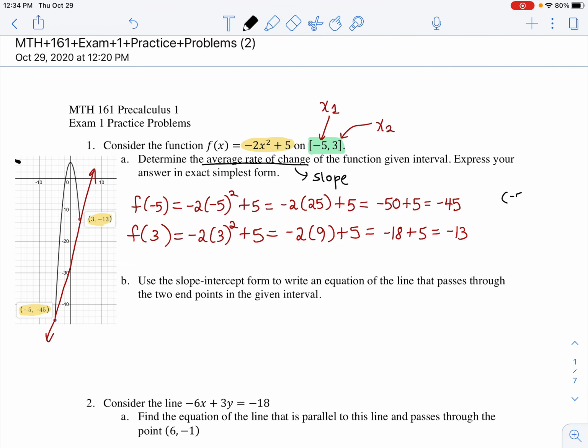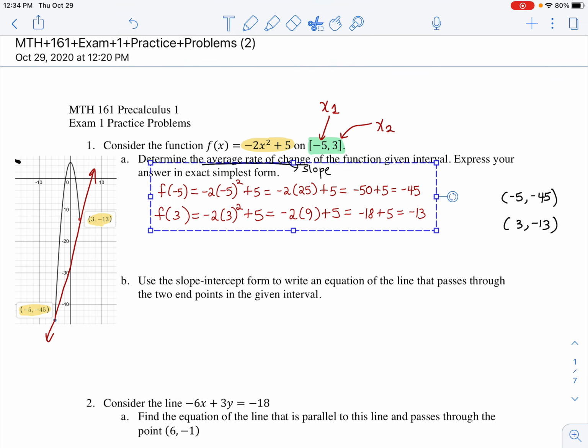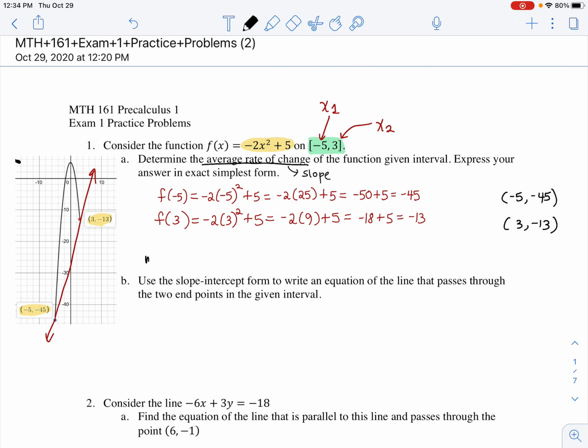Now we're ready to find the rate of change. So the first ordered pair is (-5, -45). And the second one is (3, -13). As I can see from the picture, I am expecting to get a positive slope because the line is going up from left to right, right? All right, let's do the slope formula then.